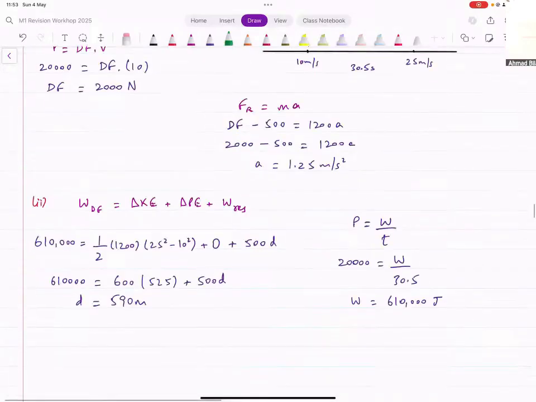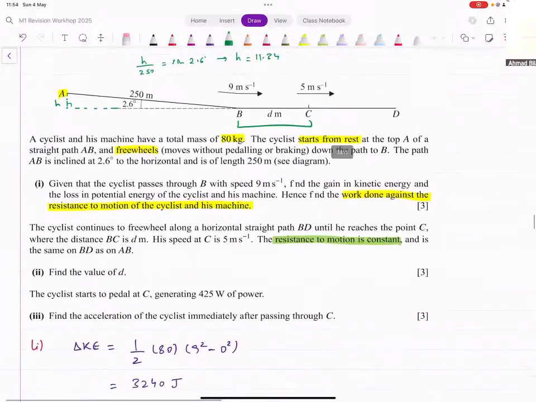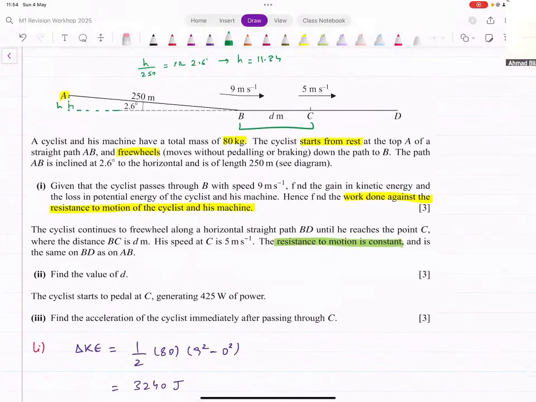Okay. Let's have a look at this now. It says a cyclist and his machine have a total mass of 80 kilograms. The cyclist starts from rest and then he freewheels. Okay, so that was the important thing that I wanted to mention for this question. When they say there's a cyclist and that's freewheeling, that means there is no driving force. Driving force is 0.